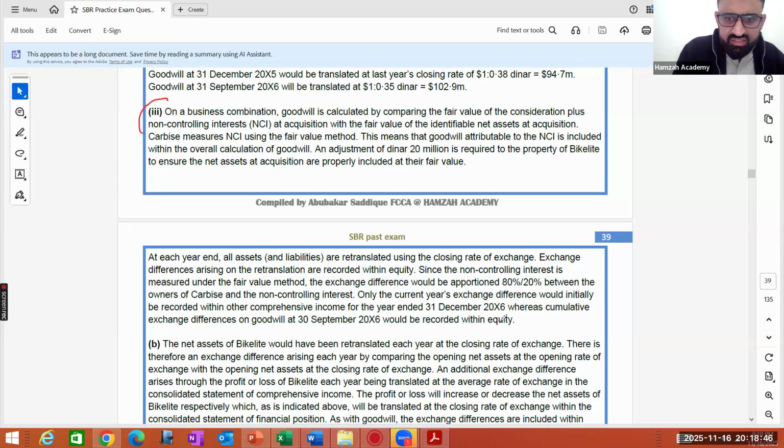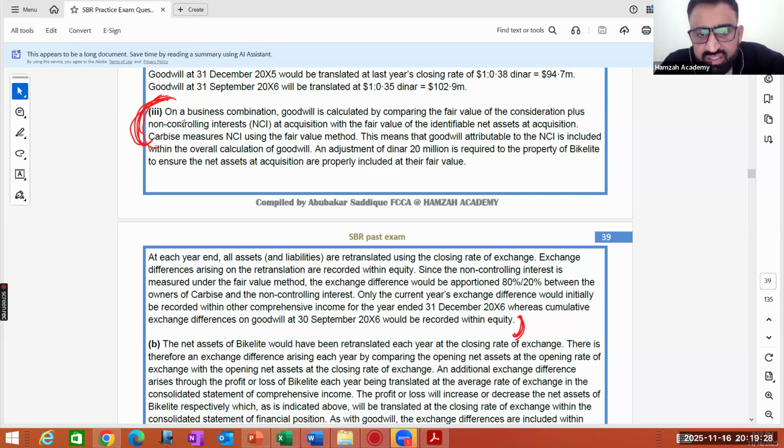And this is the answer. Kindly read this answer. On a business combination, goodwill is calculated by comparing the fair value of the consideration plus NCI at the acquisition with the fair value of identifiable net asset at acquisition. By using the fair value method for the NCI, this means the goodwill attributable to NCI is included within the overall calculation of goodwill.